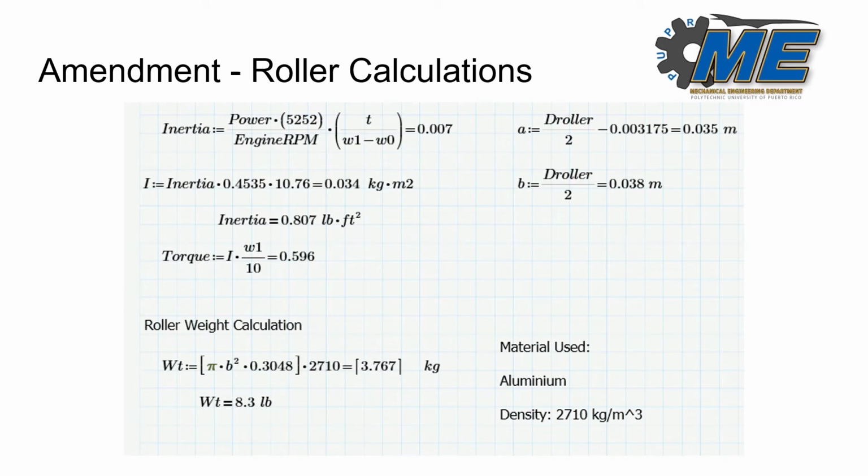With the amendment, the inertia will now be 0.807 pounds per foot squared. For the roller weight calculation, the material used now will be aluminum, which has a density of 2710 kilograms over meters cubed. This results in a total weight for the roller of 8.3 pounds.